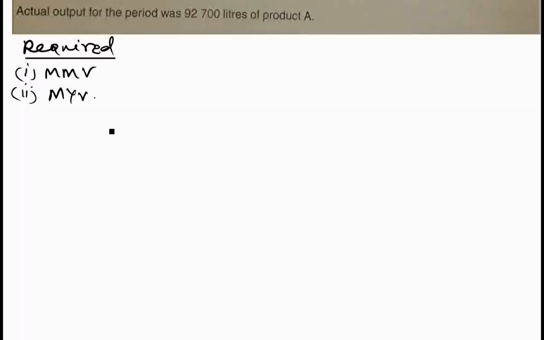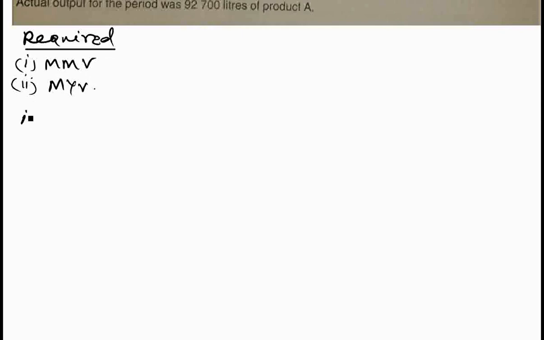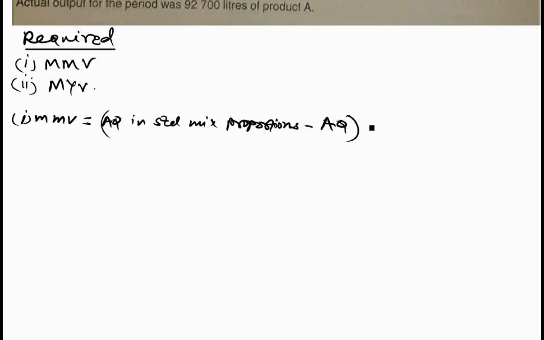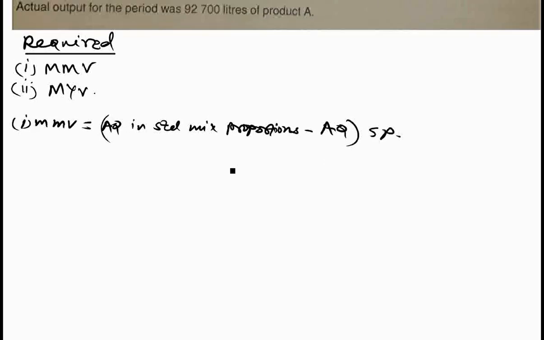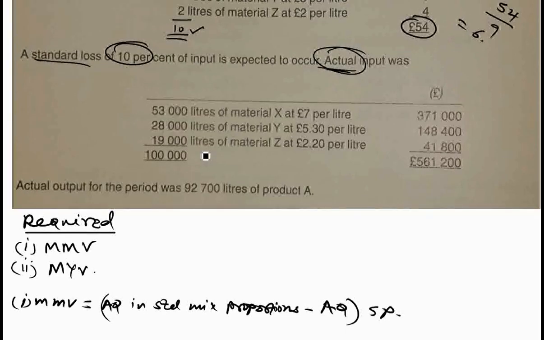Good. So let me start with material mix variance. We said that material mix variance is actual quantity in standard mix proportions, minus actual quantity, into standard price. Now what was the actual quantity input? The actual quantity input was a total of 100,000 units. But in standard mix proportions, what are the mix proportions?